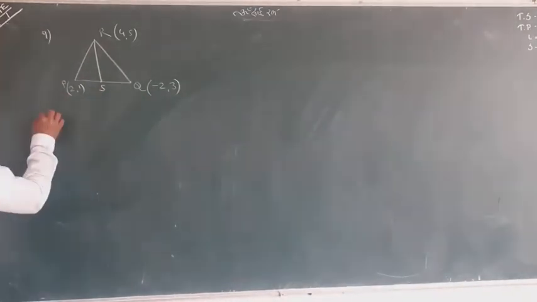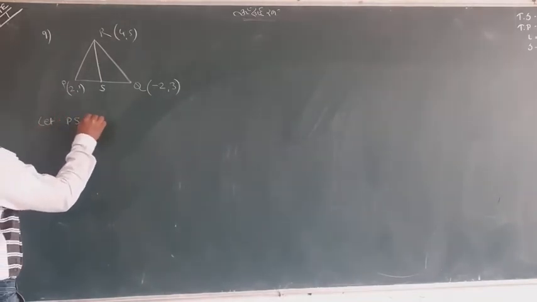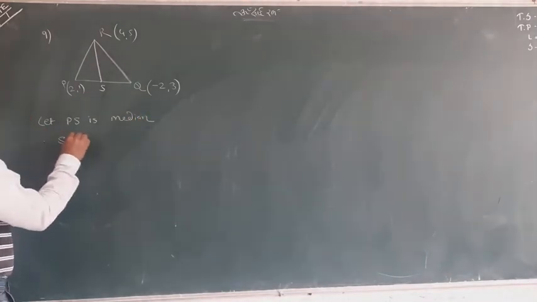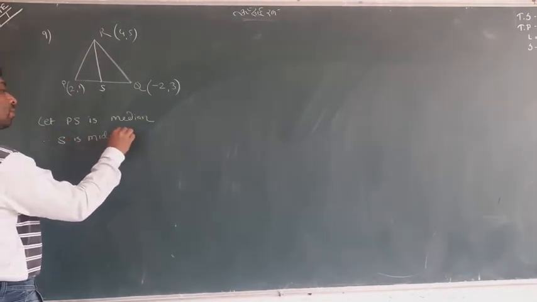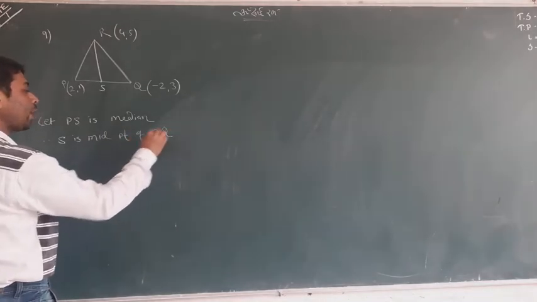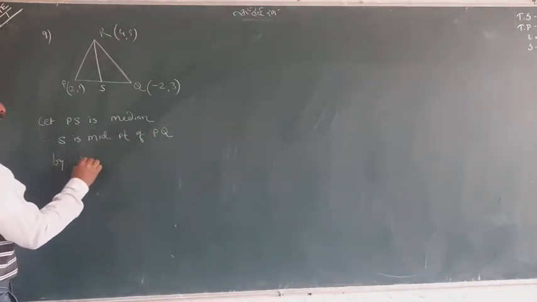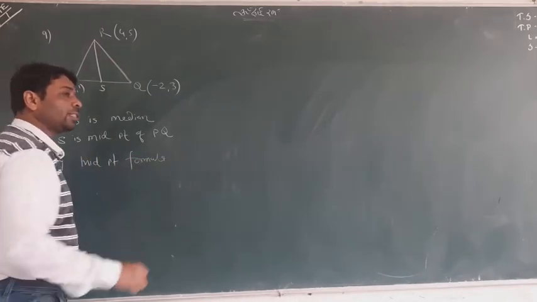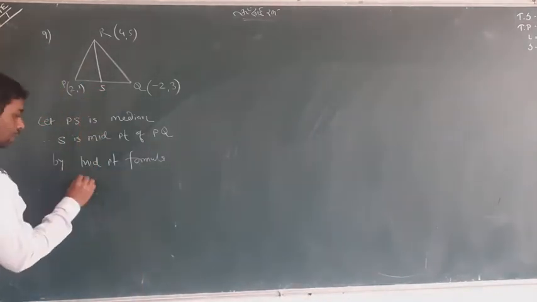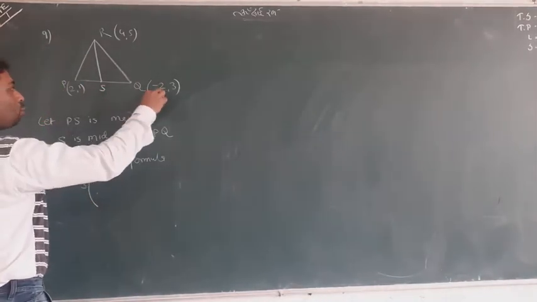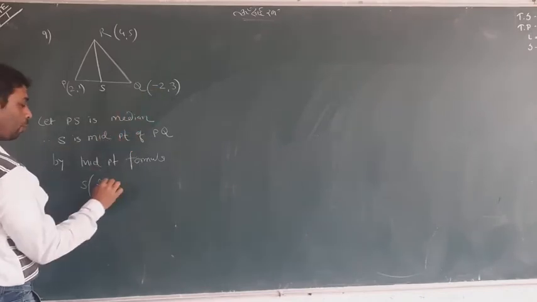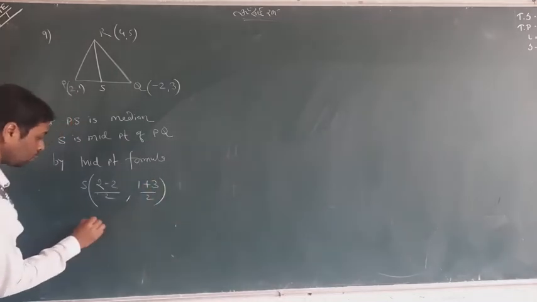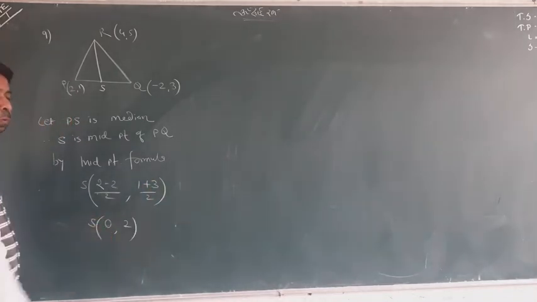So I will write here: let RS be the median, S is the midpoint of PQ. So can we use the division formula, or the midpoint formula, which you have already studied in class 10th. By the midpoint formula we can find S: x1 plus x2 upon 2, y1 plus y2 upon 2. So S is going to be 0, 2.